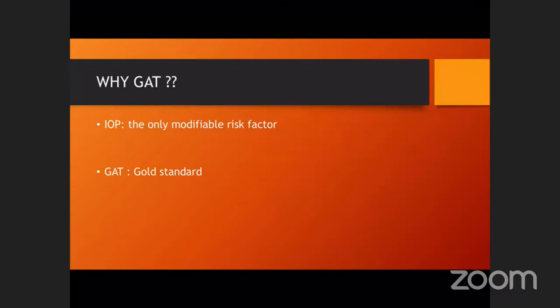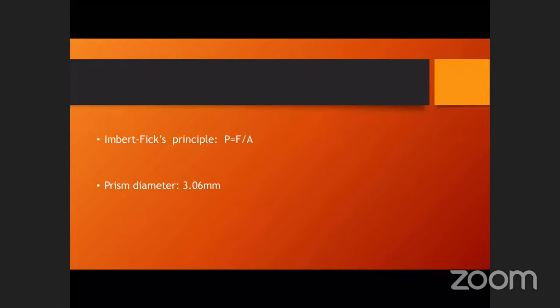So why GAT, Goldmann applanation tonometer? As we know, IOP is the only modifiable risk factor, and GAT still is the gold standard. It works on a modified Imbert-Fick principle, where pressure is equal to force applied by area. When the prism diameter is 3.06 mm, it cancels all other forces except the important forces which we are considering here.